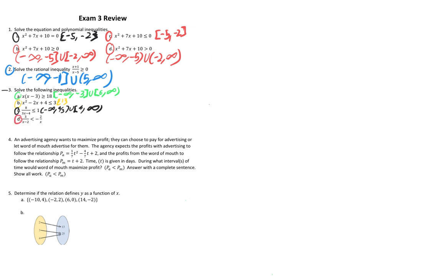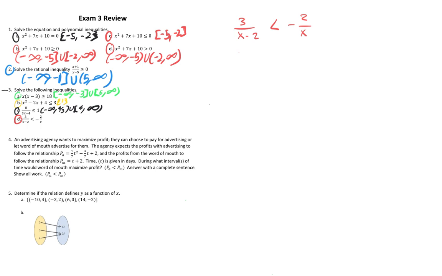Okay, I'm going to be working on 3D. So we have 3 over x minus 2 is less than negative 2 over x. So I think my first step here is I'm going to get everything to one side and then try and get them under the same denominator.